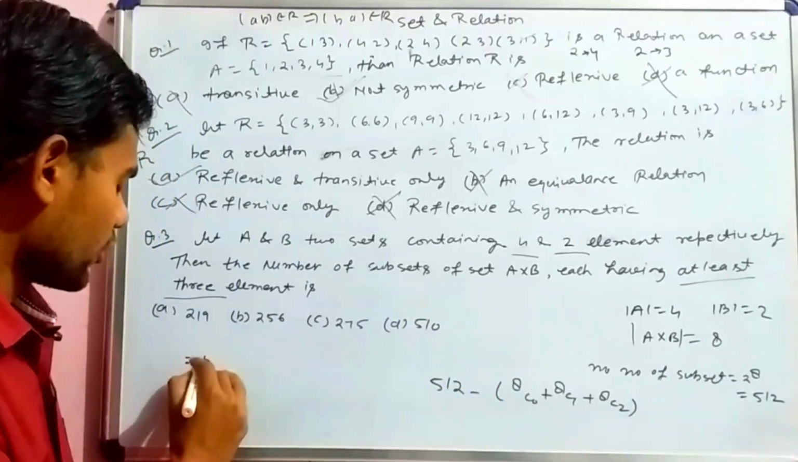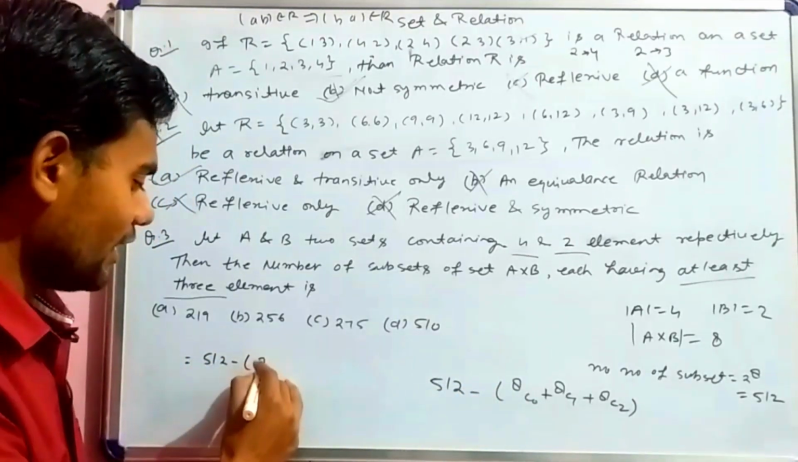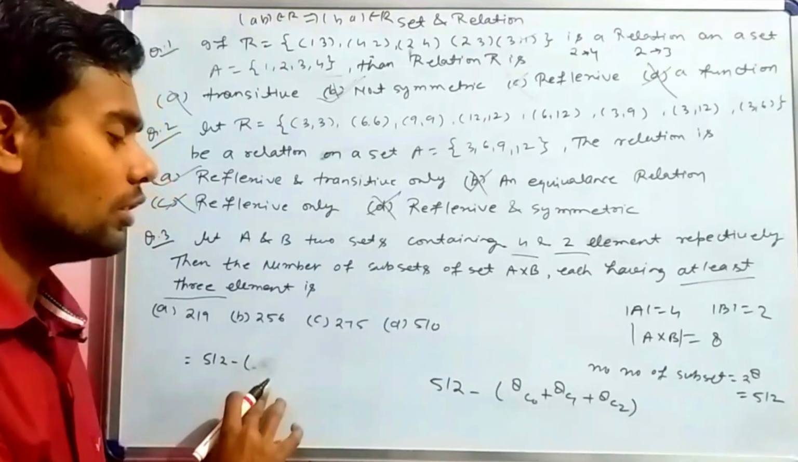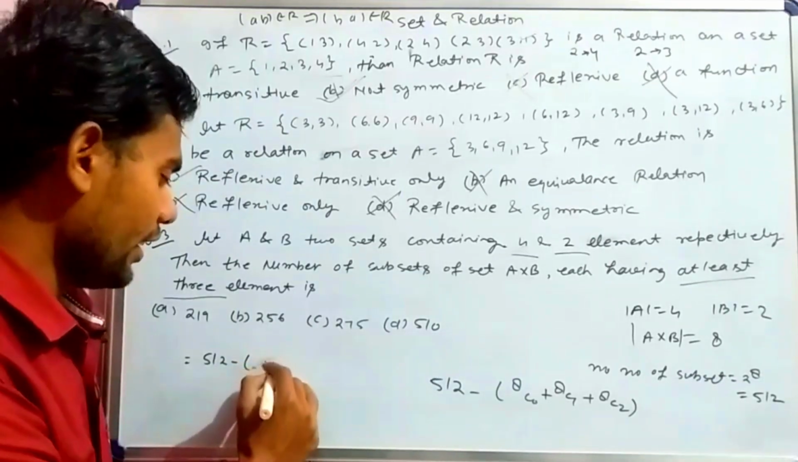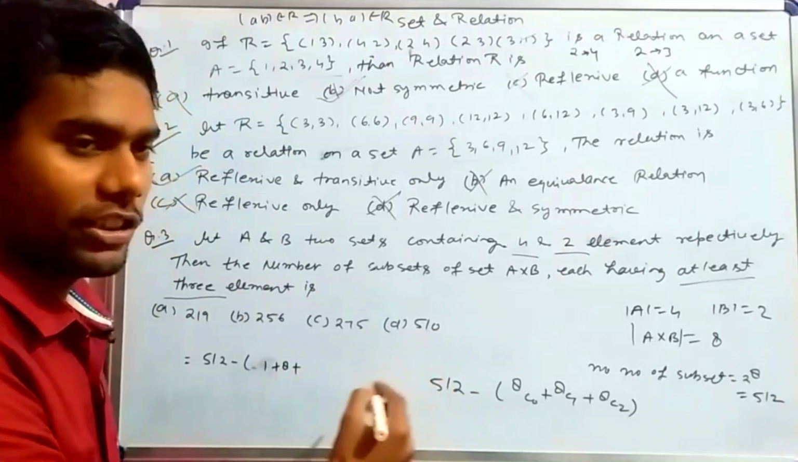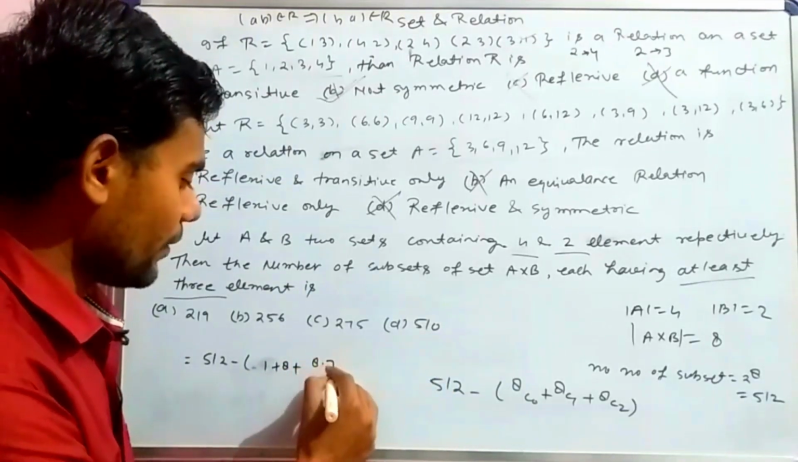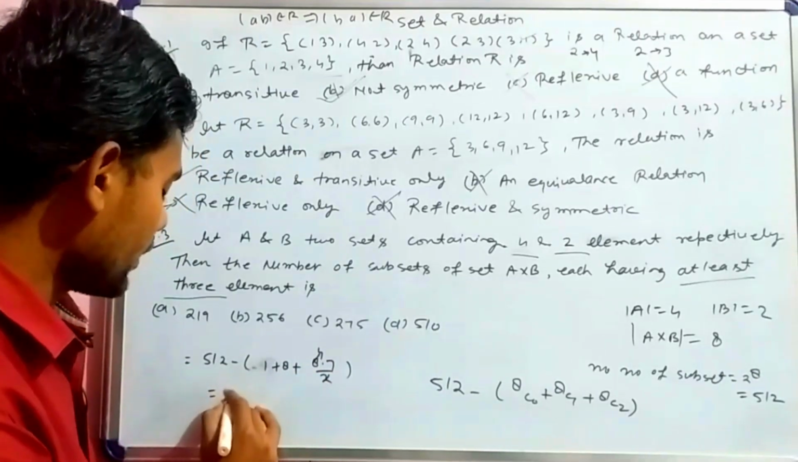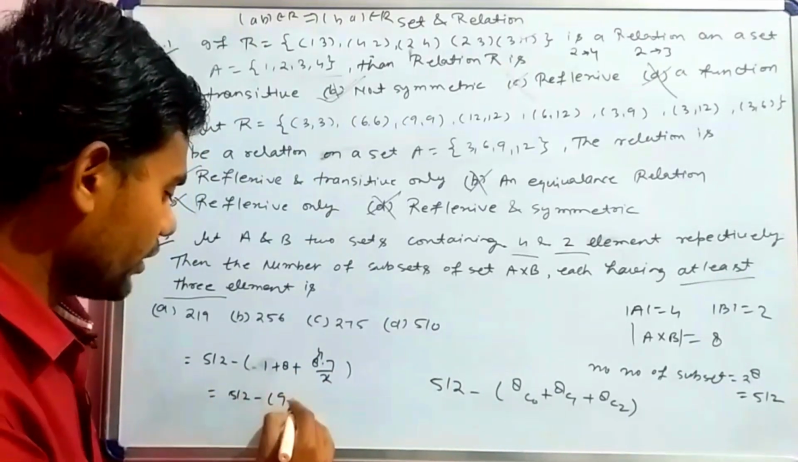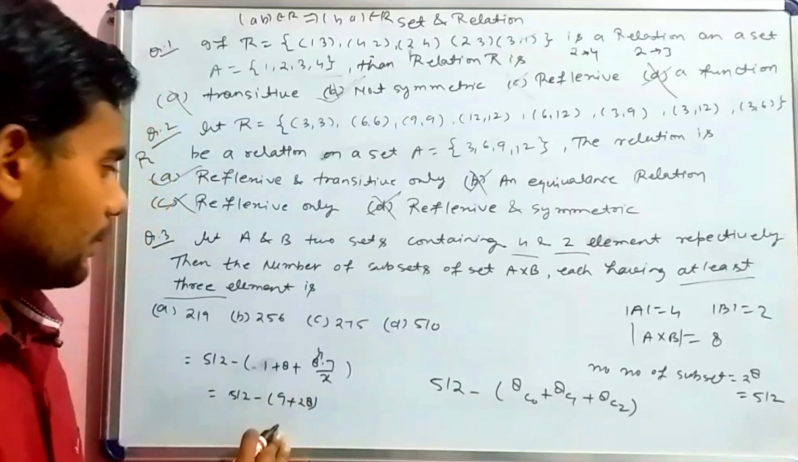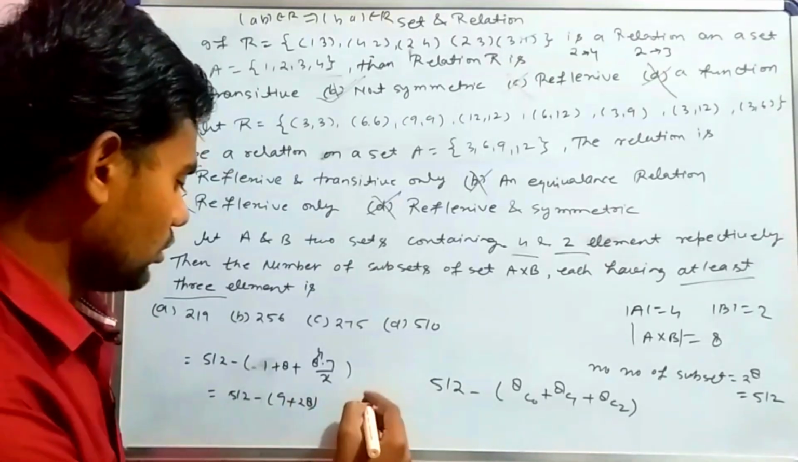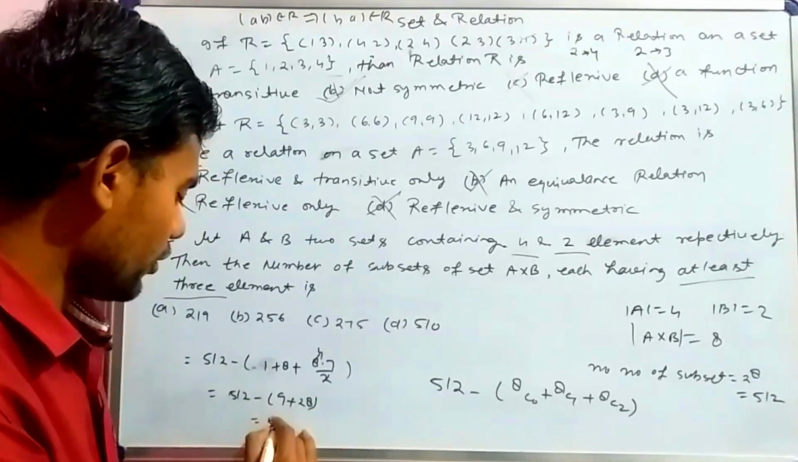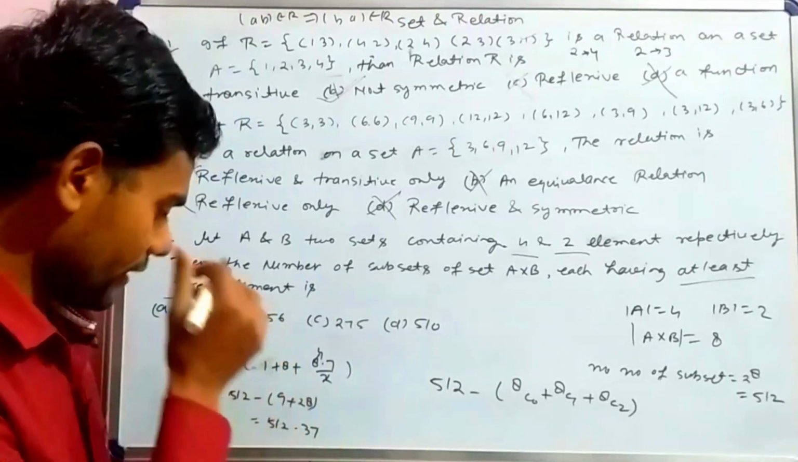So we can simplify: it is equal to 512 minus (8C0 means 1, 8C1 means 8, and 8C2 means 8 into 7 divided by 2, which is 28). So 512 minus (1 + 8 + 28), which is 512 minus 37.